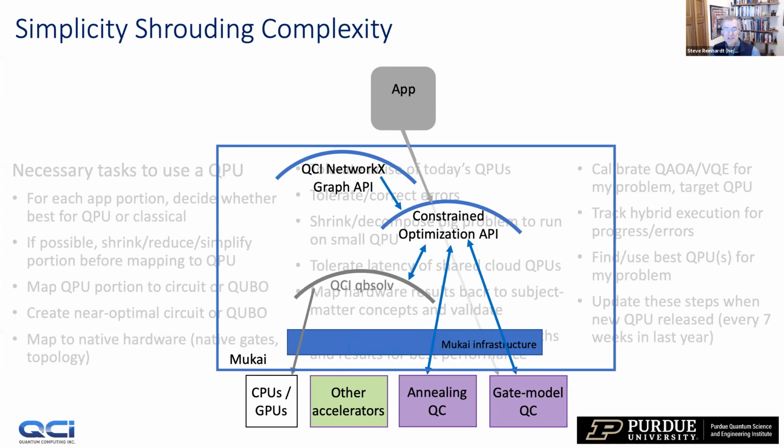So that's a tremendous amount of complexity to stay on the quantum trend. What Mukai does instead is say, no, we're going to deal with that complexity for you. We are quantum computing experts. We can get into that depth. You don't have to be. And what we focus on is a couple of things.